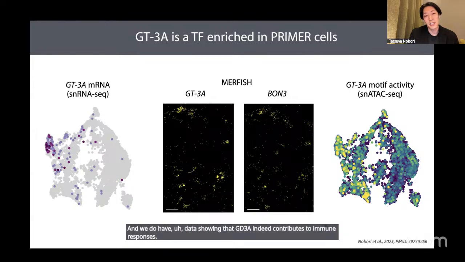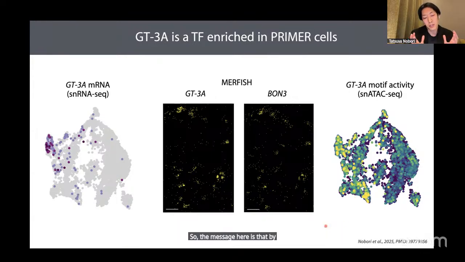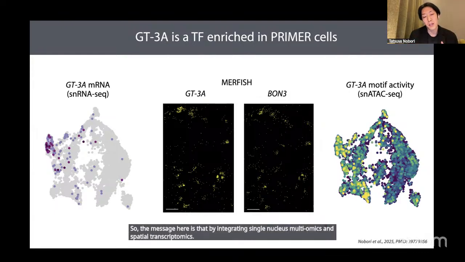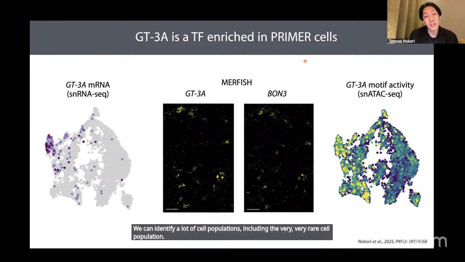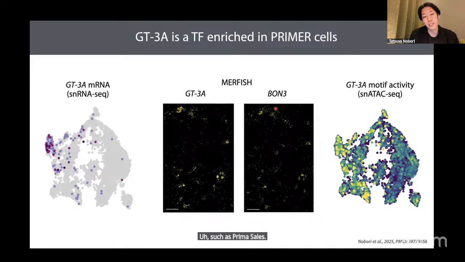So the message here is that by integrating single nucleus multi-omics and spatial transcriptomics, we can identify a lot of cell populations, including the very, very rare cell population, such as primer cells. And we can further understand potential mechanisms regulating these cell states.